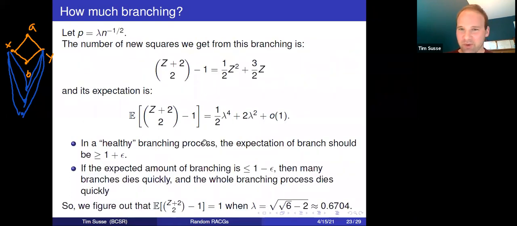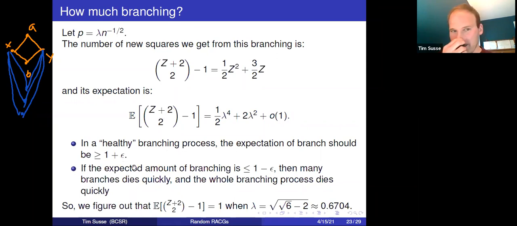Okay, so in a healthy branching process, you want to expect that each vertex has at least one progeny. That's how your branching process is going to survive. If no one has any kids, then the family tree stops. And so in a healthy branching process, our expectation should be higher than 1, at least 1 plus epsilon.